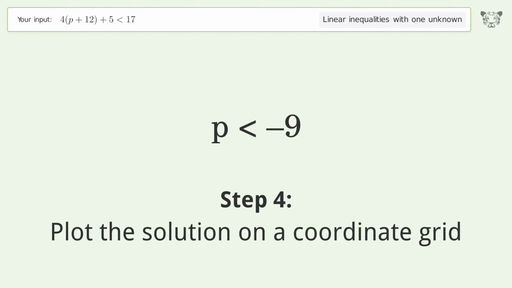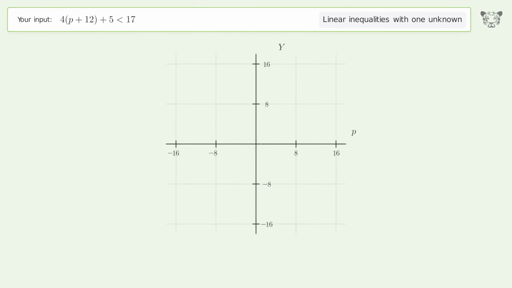Plot the solution on a coordinate grid. And so the final result is p smaller than -9.